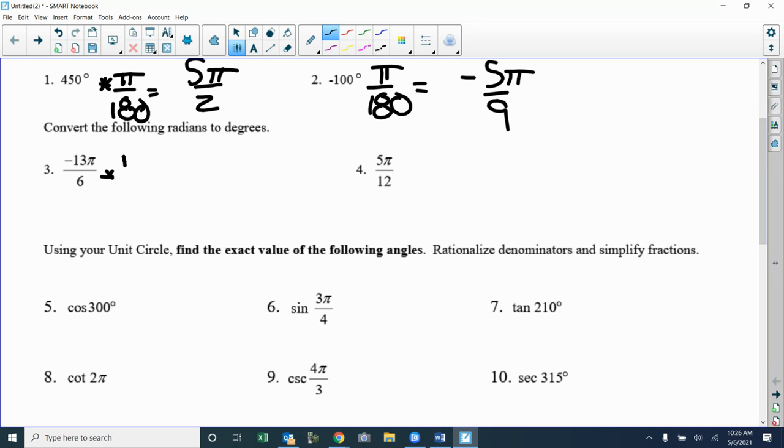Here we're going to multiply by 180 over pi, so the pi's cancel. This is just negative 13 times 180 divided by 6, this is negative 390. Here, we're multiplying by 180 over pi again. Pi's cancel. 5 times 180 divided by 12. And this is 75 degrees. So those are pretty easy. Don't mess those up. Would you agree?